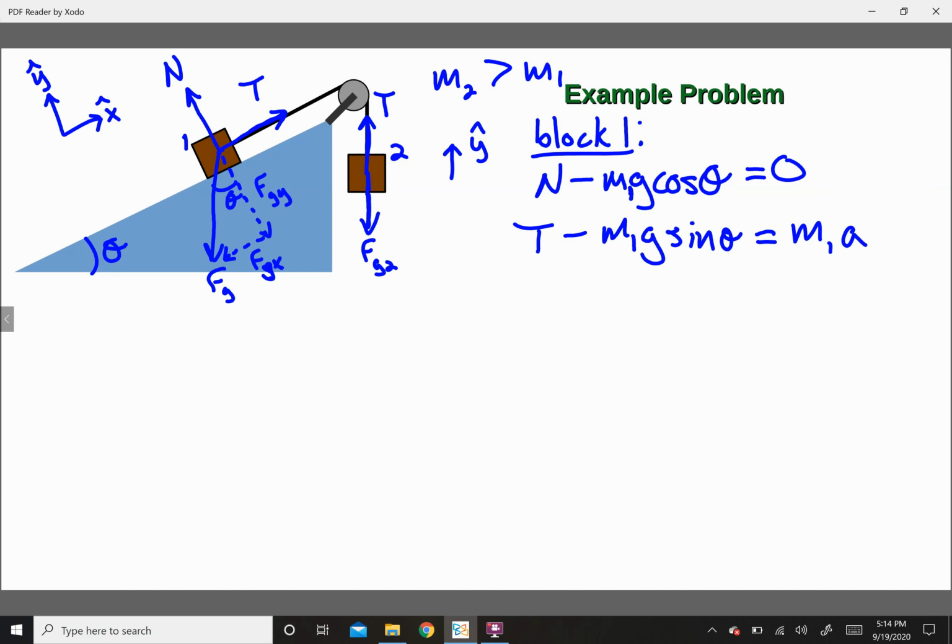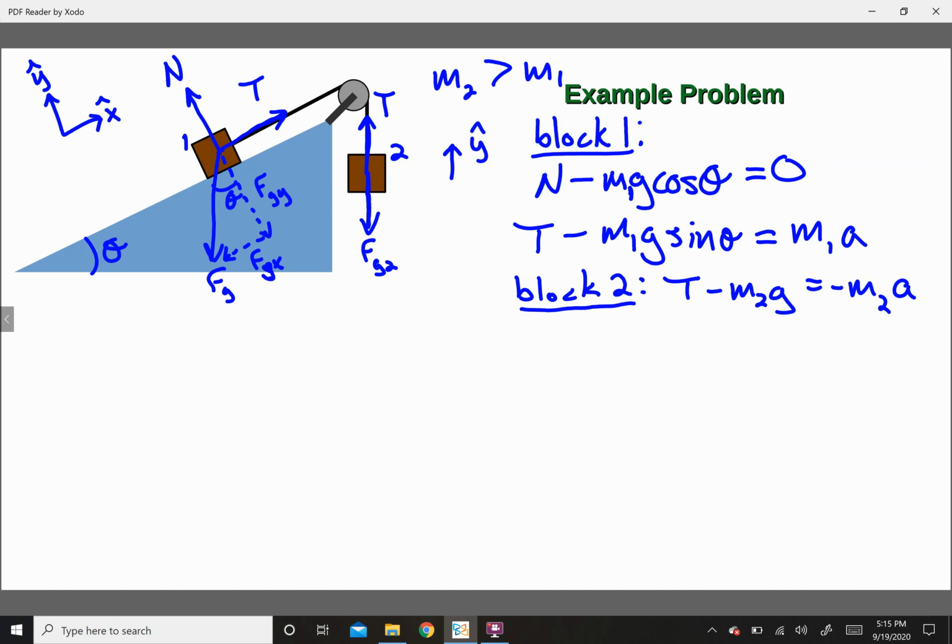So now, let's look at block 2. For block 2, we only have one direction. We just have the y direction. That's all we care about. And in that, we have tension pointing up, and we have the force of gravity pointing down, right? The block's weight pointing down, and that's equal to the mass of block 2 times the acceleration. But we know that's going to be down, okay? In the system we've defined, that's going to be down, so I'm going to say minus A.